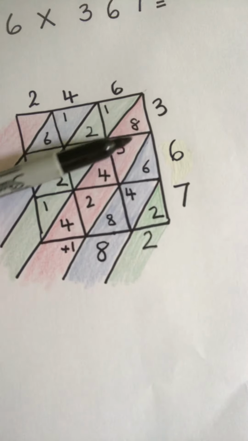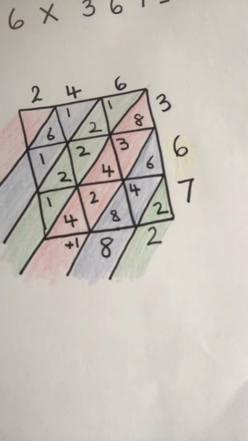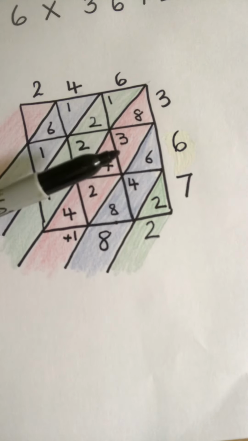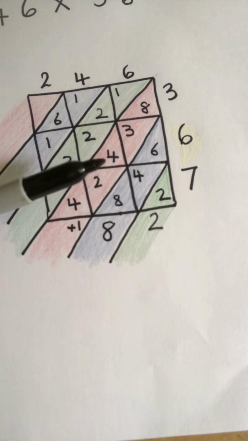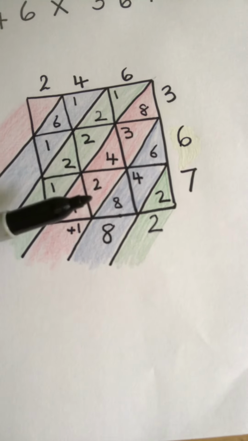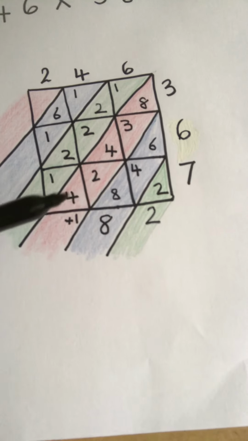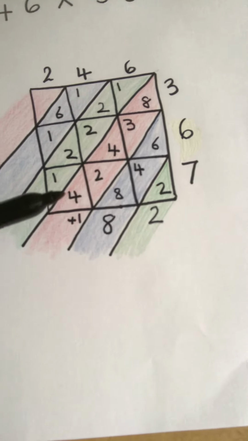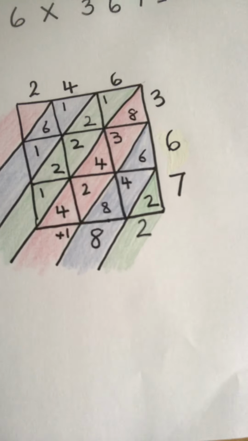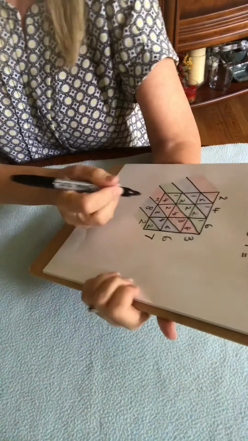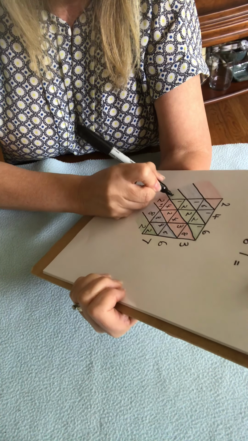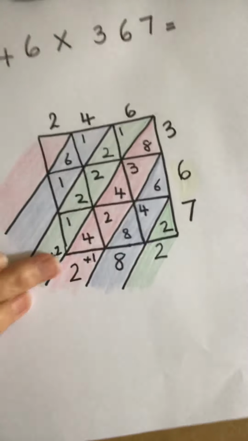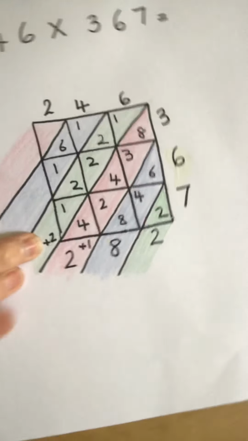Then we're going to add all the numbers in our hundreds section. So we have 8 plus 3, that makes 11. 11 plus 4 is 15, plus 2, 17, plus 4, 21, and one more, the extra one, makes 22. I'm going to put down our 2, and we've carried over 2 more because our answer was 22.